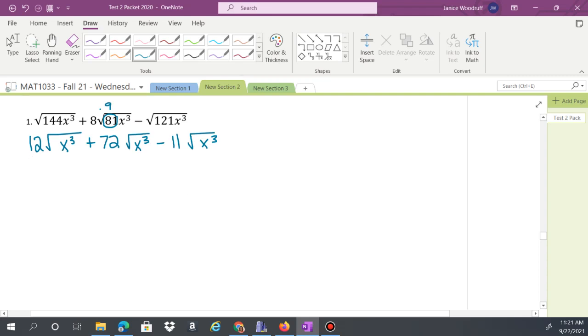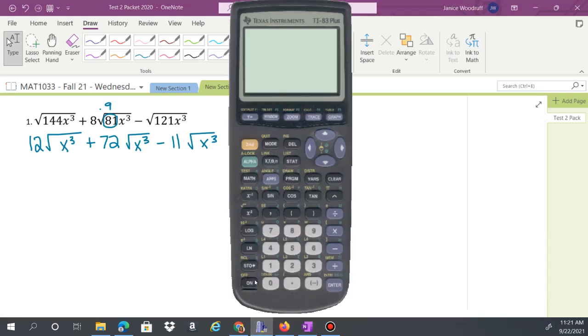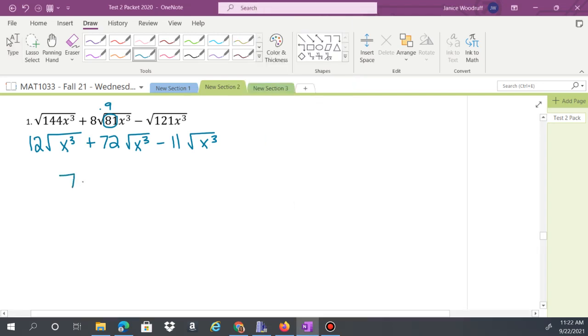Okay, we can add these all together at the same time now, or we can do it at the end after we simplify everything. I'm going to go ahead and do it now, and then simplify the x cubed at the end. So 12 plus 72 minus 11 is going to give me 73. So I get 73 square root of x cubed, and I could do that because they all have the same ending. Now I need to take the square root of x cubed and simplify that.